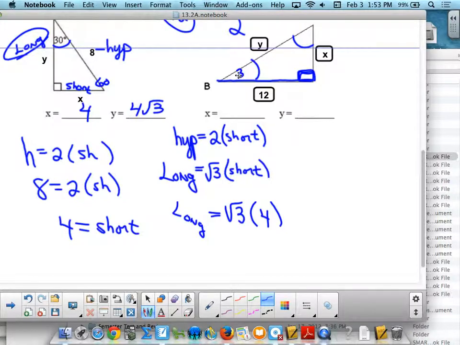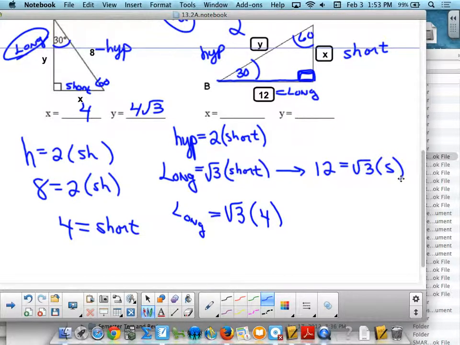Is that a 30? That's 30. Okay, so you've got long, you've got short, and you've got hypotenuse. Now I'm giving you long at 12. Go this way. The square root of 3 is... 12 equals square root of 3 times short.